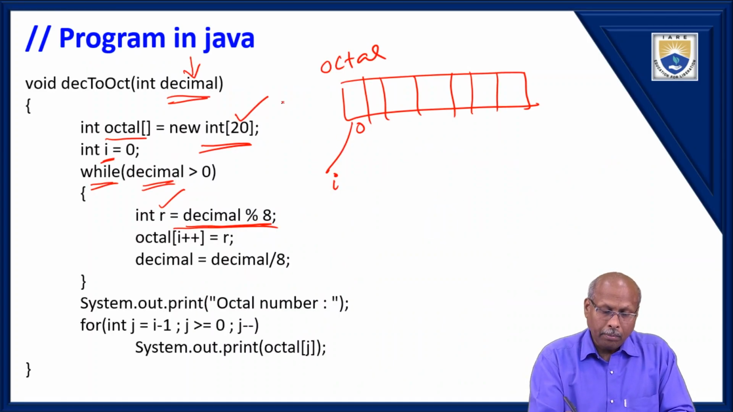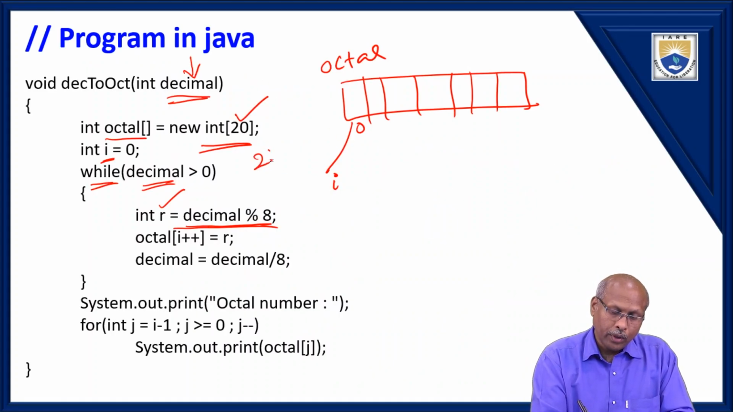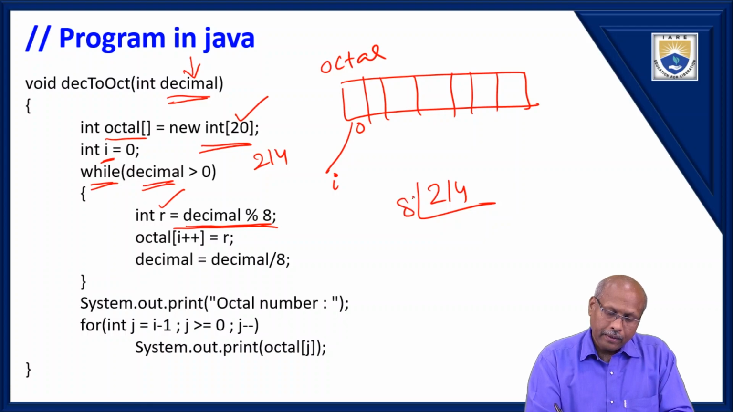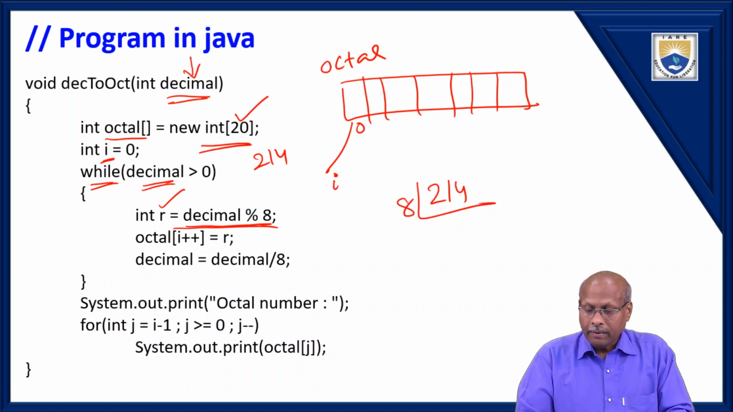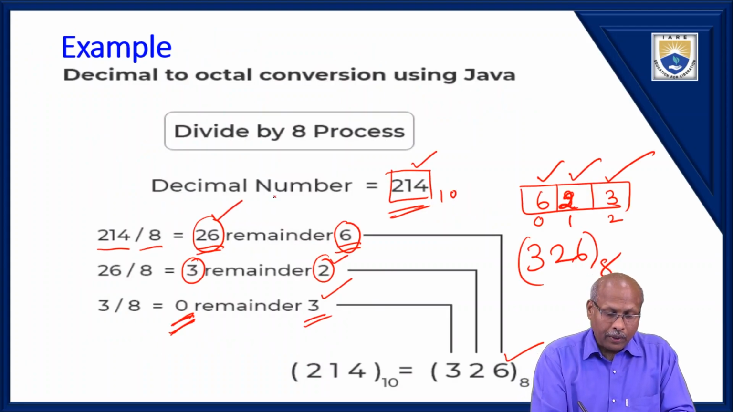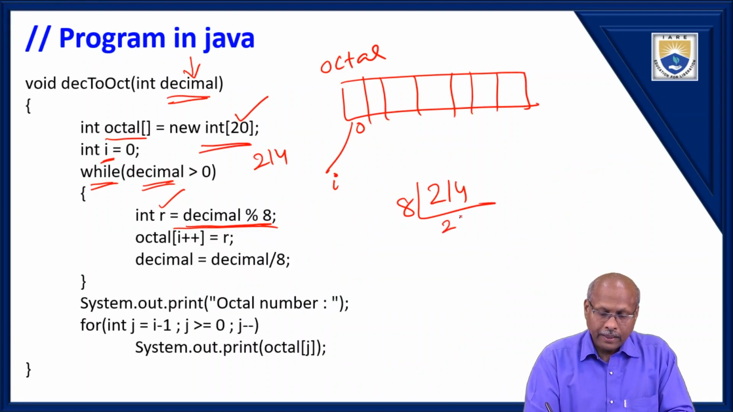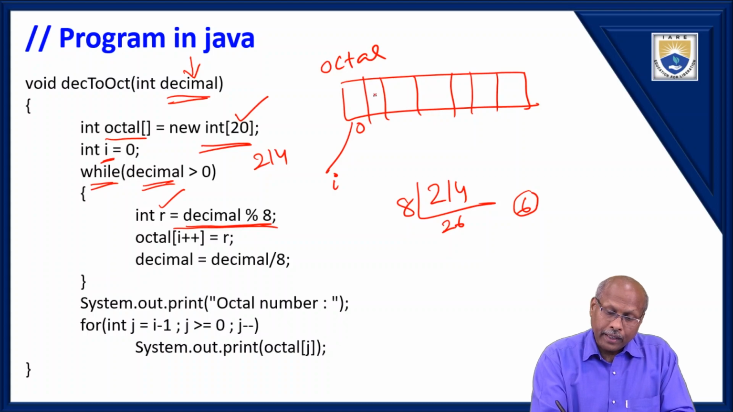My number is 214, for example. If I divide 214 by 8, I get the quotient 26 and the remainder 6. This 6 is my remainder, and I will store it here at the 0th place.